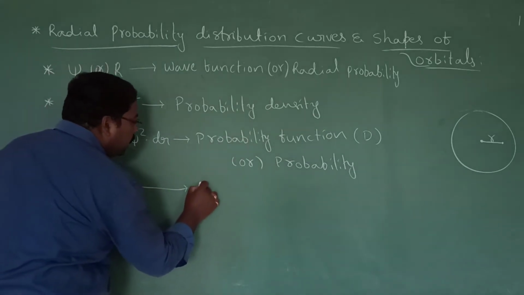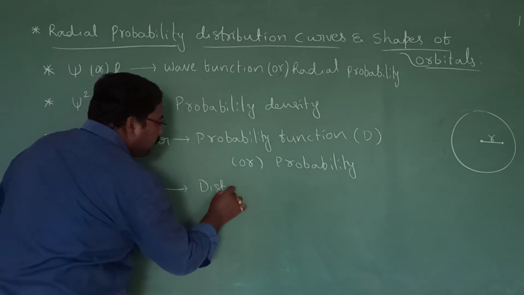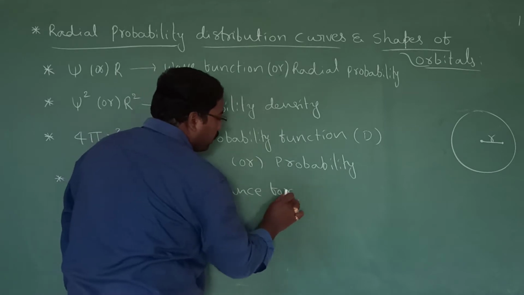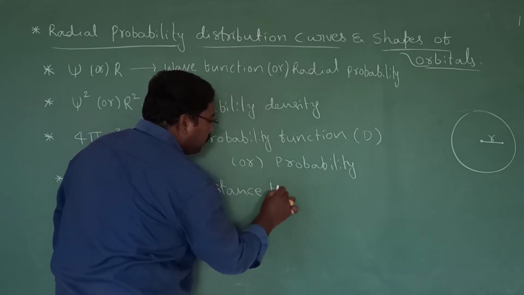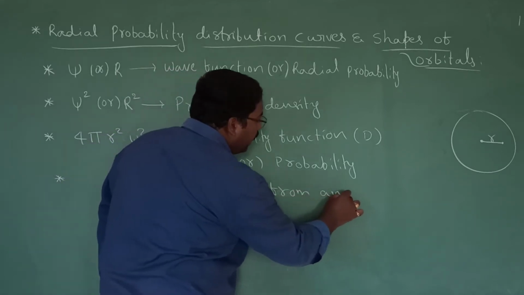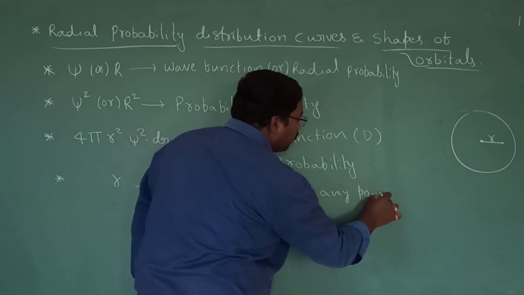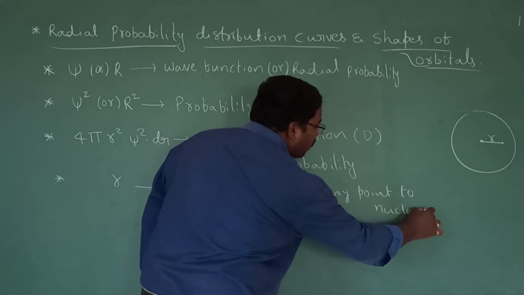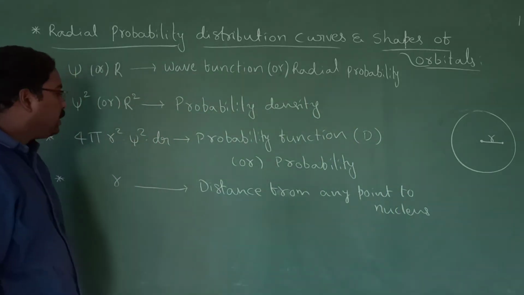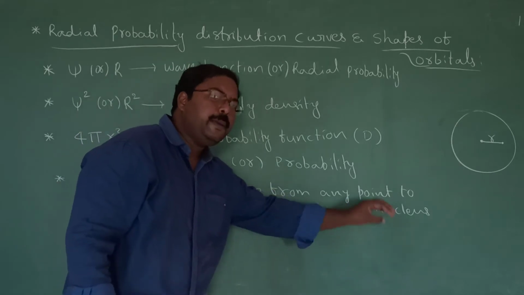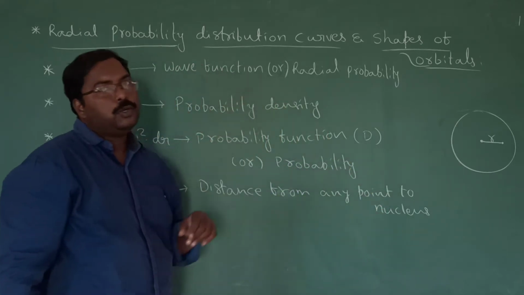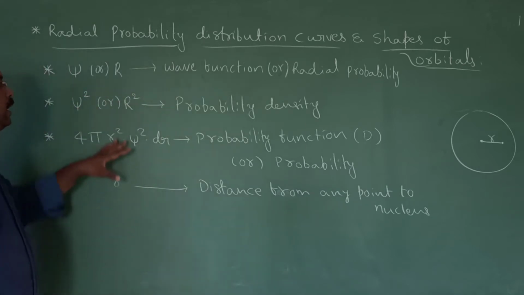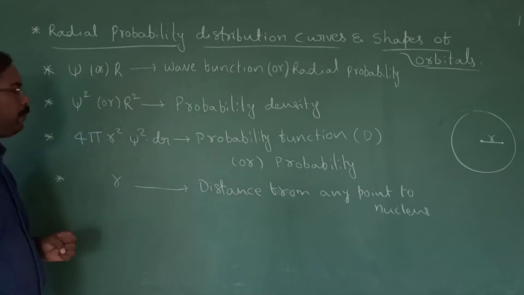Small r represents the distance from any point to the nucleus. Okay? So R represents distance from any particular point to the nucleus. So these are the terms we need to know regarding the probability distribution graphs.